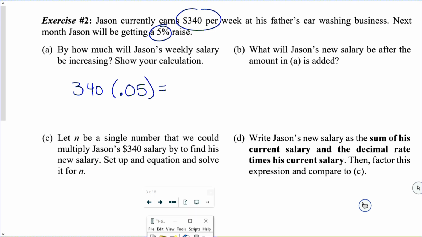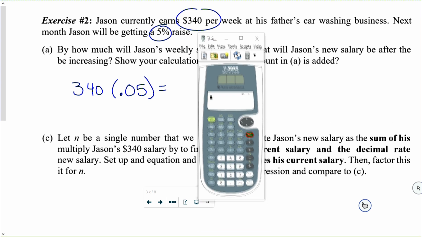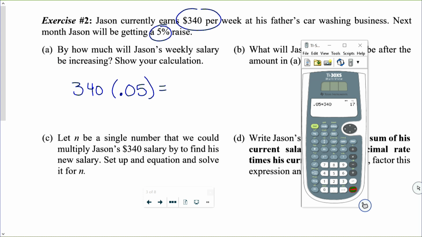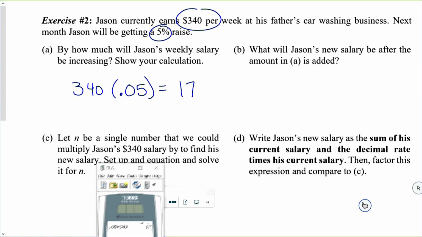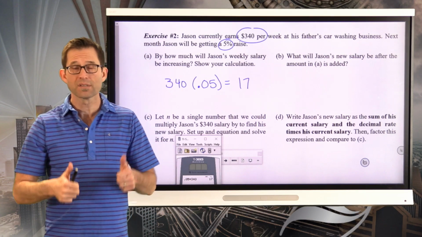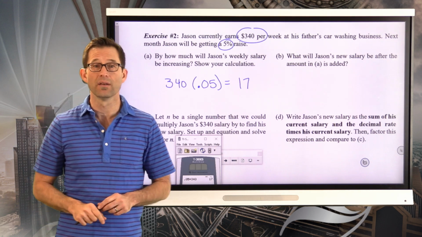You could certainly do that by hand, but it takes a little bit more time. So I'm just going to do 0.05 times 340, or 340 times 0.05. It really doesn't matter. And we find 17. Now again, keep in mind that what that 17 represents is Jason's raise. So his salary is going up by $17.